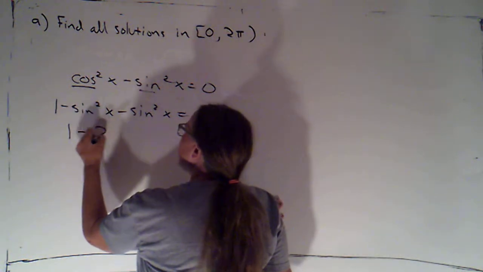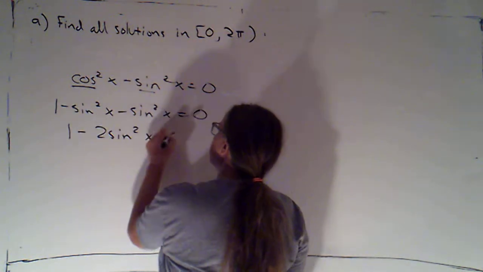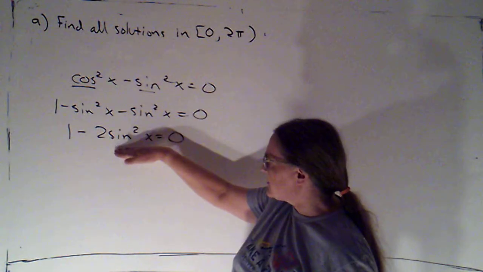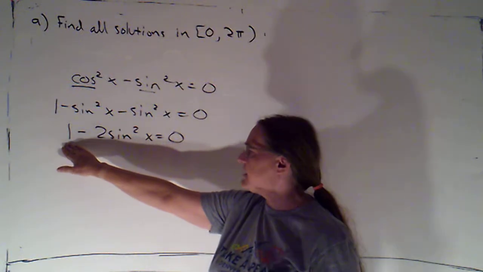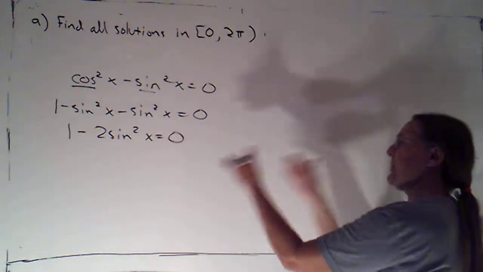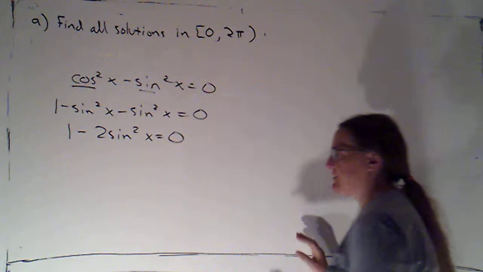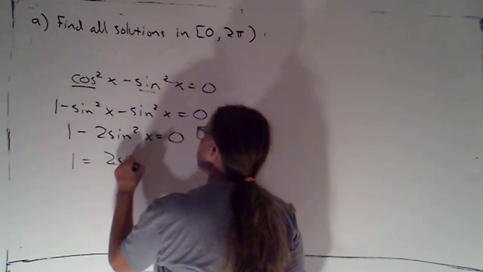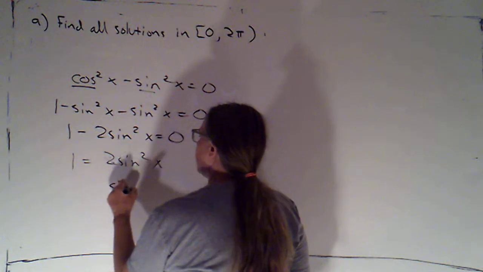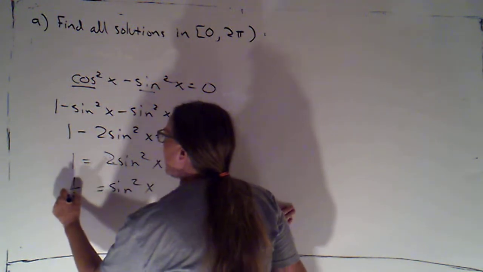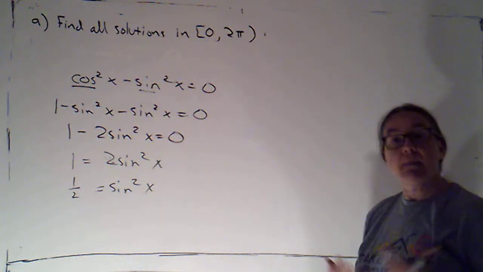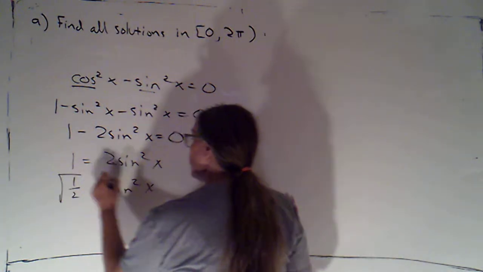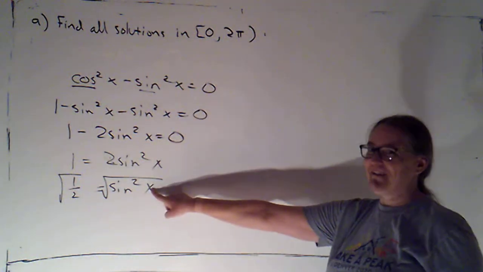That work is going to end up being very, very similar. Here, this becomes 1 minus 2 sine squared x equals 0. Now, with just two terms, when one of them is squared and one of them is just a constant, I'm going to just bump the squared over and isolate sine squared. So I'm going to say 1 is equal to 2 sine squared x. Sine squared x is equal to 1/2. And then I can solve for sine x by taking the square root of both sides. I just need to be very careful.